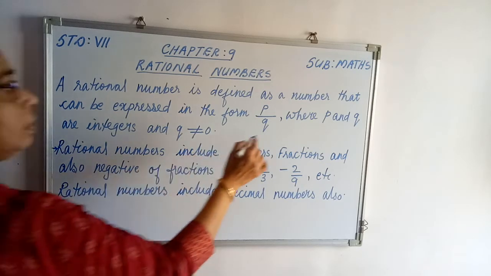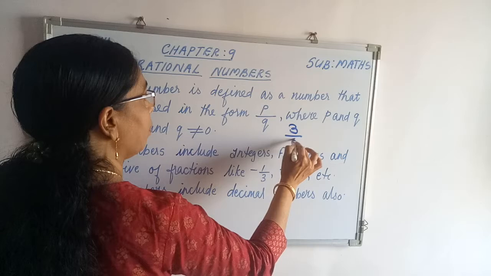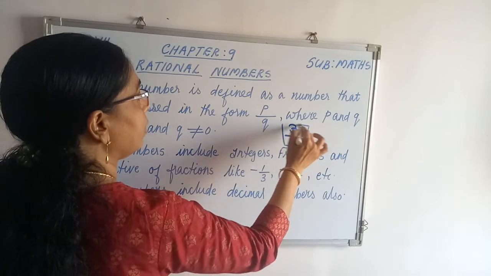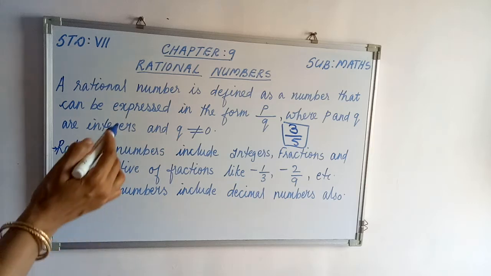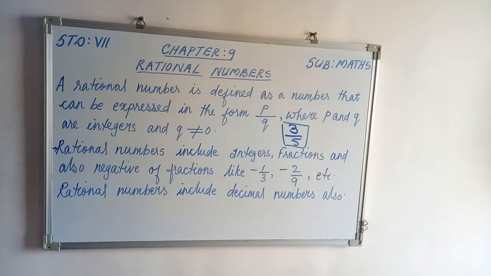For example, 3 upon 5. This is an example of a rational number. p is equal to 3, q is equal to 5. That means q is not equal to 0.